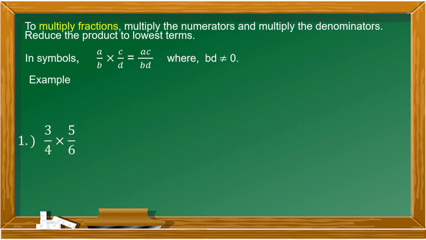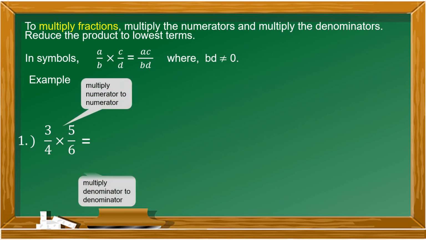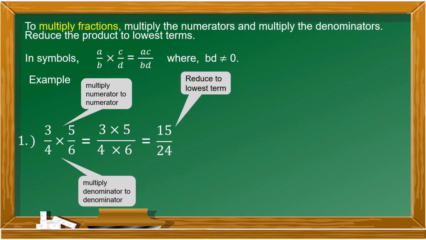Example number 1. 3/4 times 5/6 is equal to, you are going to multiply first numerator to numerator, then denominator to denominator. So written as 3 times 5 and 4 times 6. You have now the answer, 15 over 24.